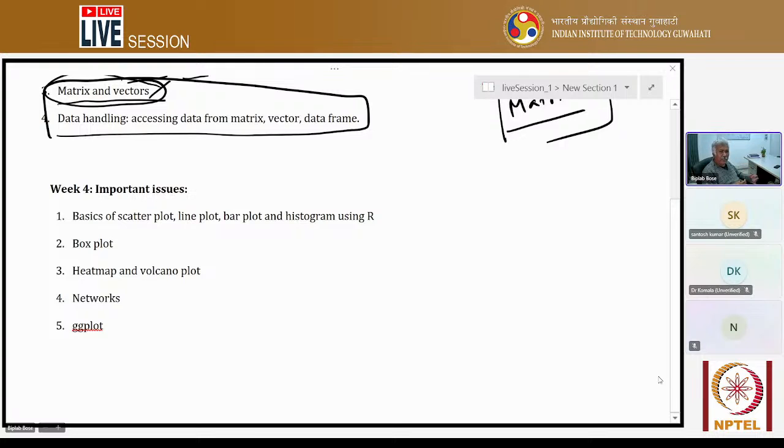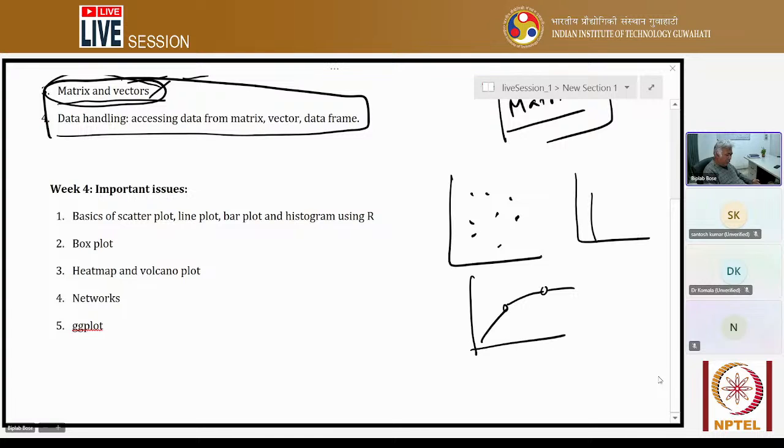So what I have done in week 4, we are working on the essential visualizations, like scatter plots, where you have data points like this, or you have some line plots, or you are drawing bar plots, or you are doing histograms. Like flow cytometry data, you will always plot in a histogram. And then one interesting thing that we teach is the box plot.